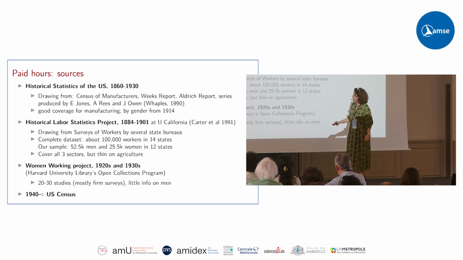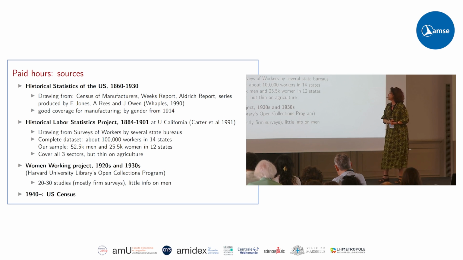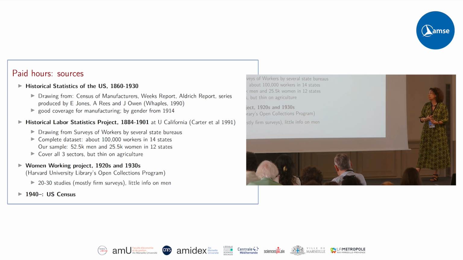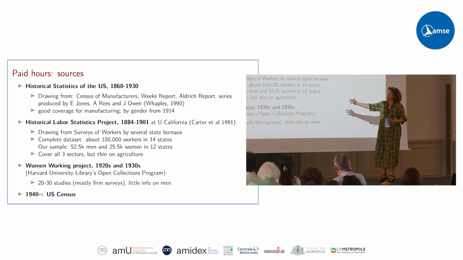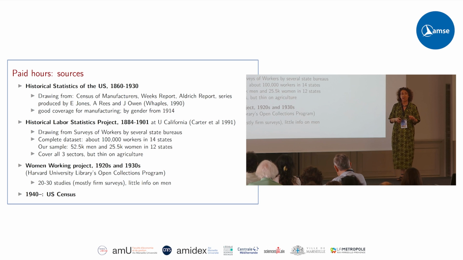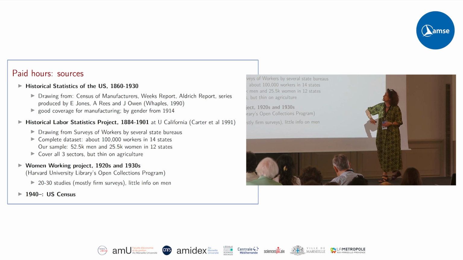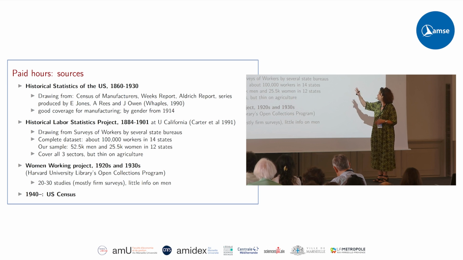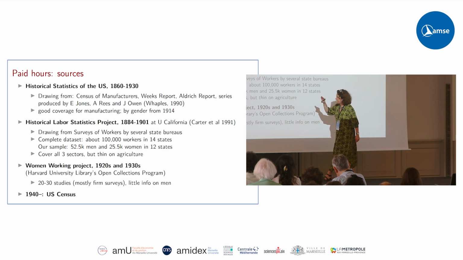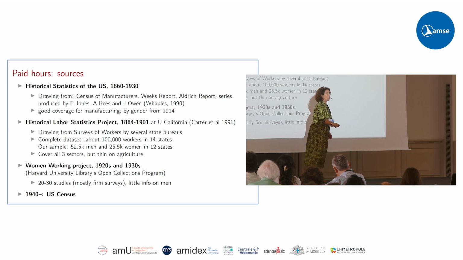And then for the later period, there is a very rich collection of studies on working women at Harvard University Library. It's called the Women Working Project. So it's extremely rich, because it's not just quantitative evidence, it's also a lot of qualitative reports. The problem is that, as the title says, it's mostly about women. So there is very little coverage about men, but luckily there is some scant statistics on men for comparison purposes. So we put everything together. This all fits in one slide, but it was months of digitization and harmonization. And then from 1940 onwards, we can use the US Census.